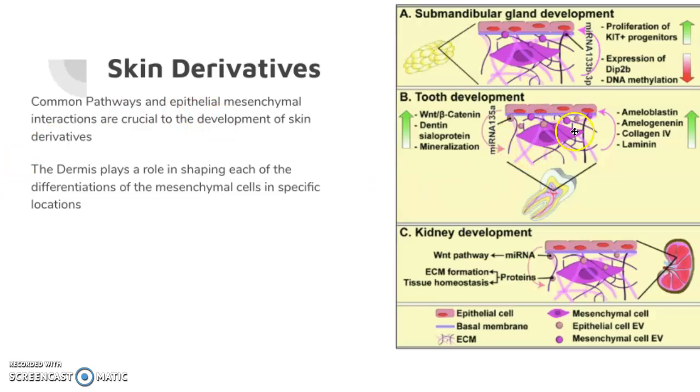They're these purple things right here. Depending on where they are in the body, how the dermis is shaped and where they are located determines what they differentiate into and form these derivatives. Garrett is going to talk more about that and how they are actually derived.